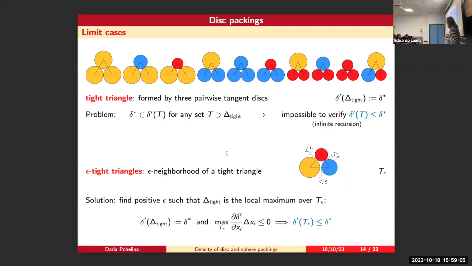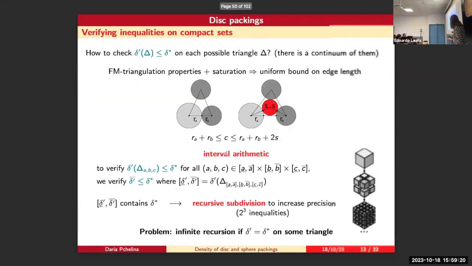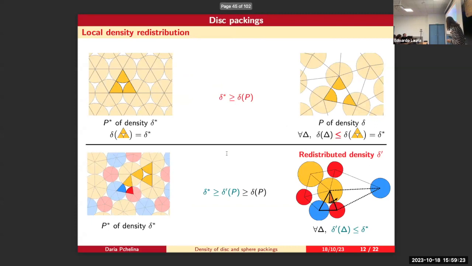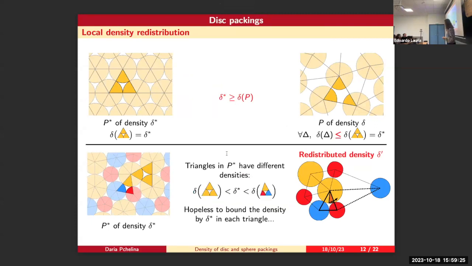Okay, but what's the definition of delta star? Delta star is the optimal value of the density, it's the constant for the given three disks. So the delta star is the density of this optimal packing. Yeah, but then it should be between the two, right?